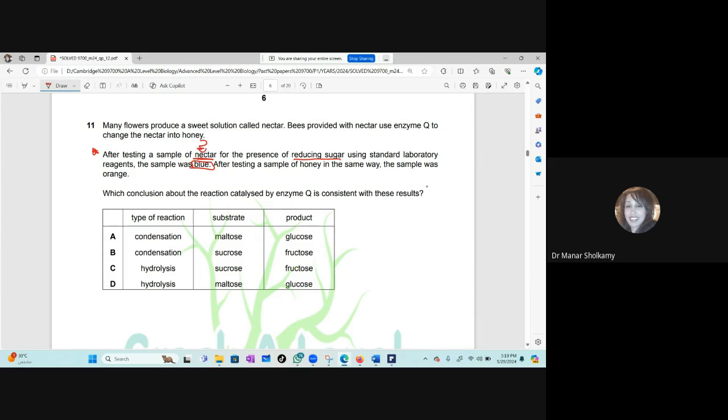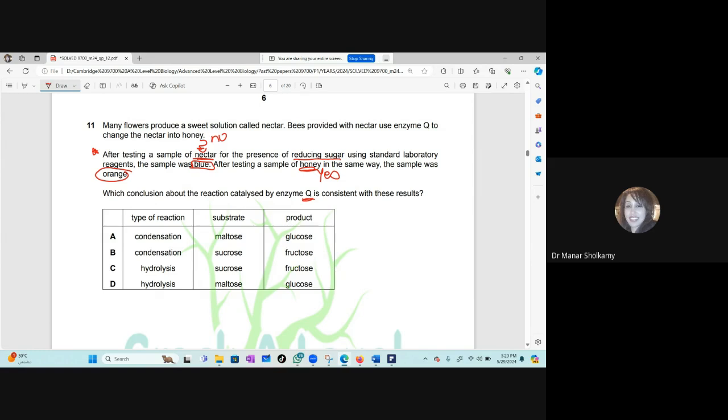So does the nectar have any reducing sugar? No. The result was blue. Now, after testing a sample of the honey in the same way, now they tested honey for reducing sugar, and the result was orange. So does honey have reducing sugar? Yes. Good. Which conclusion about the reaction catalyzed by the enzyme is consistent with these results? So, what is the type of the reaction, and what is the substrate, and what is the product? It's hydrolysis.